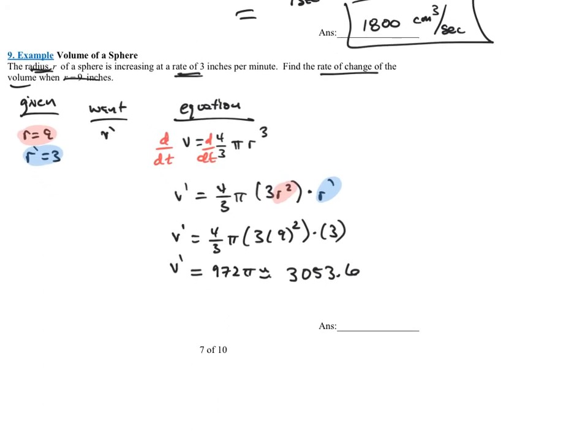What is that in terms of? Well, this is volume, so it's going to be whatever your unit is cubed. In this case, it's inches cubed. And then it's per the time, which is measured in minutes. So I'll just go ahead and box that because it's right above the answer. So I'm getting 3053.6 cubic inches per minute would be the rate of change of the volume of the sphere at that exact moment in time.